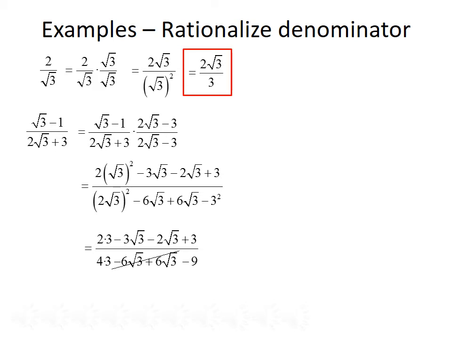Those will cancel each other out. So the next thing we're going to do is simplify the multiplication in our problem. That leads us to 6 minus 3 root 3 minus 2 root 3 plus 3, divided by 12 minus 9. And so our final step will be to combine like terms in both the numerator and denominator. Our numerator simplifies to be 9 minus 5 times the square root of 3, and our denominator simplifies to be 3.